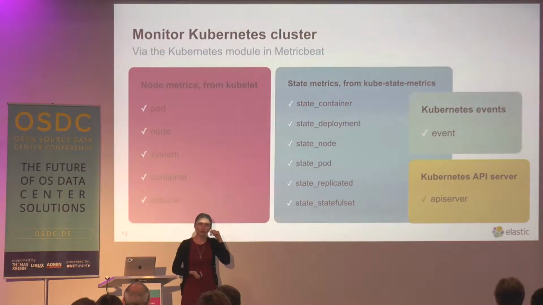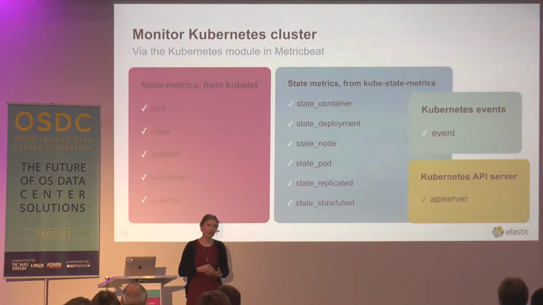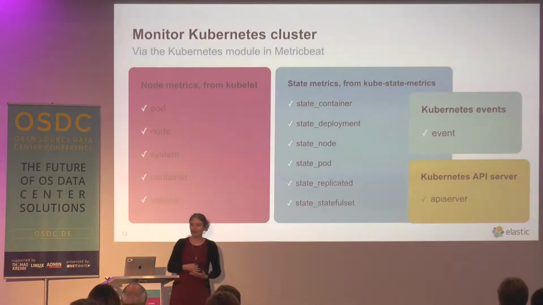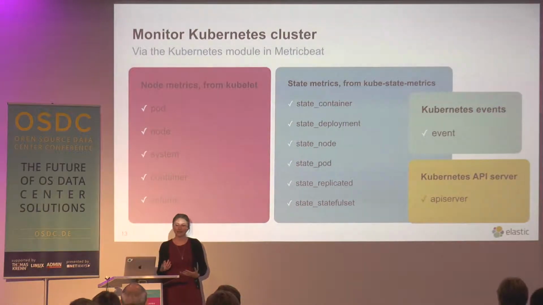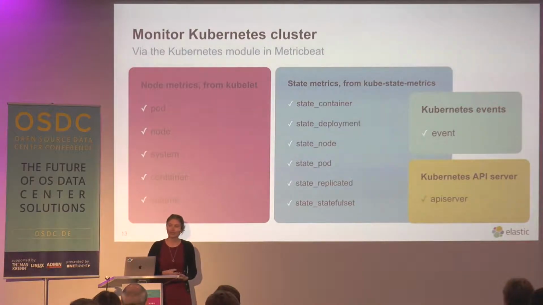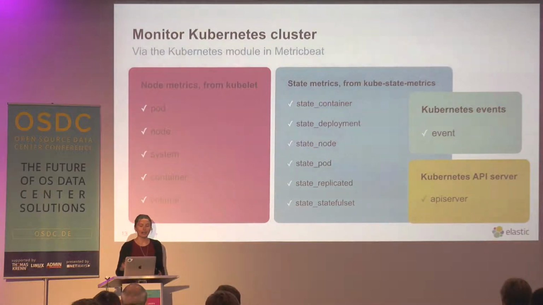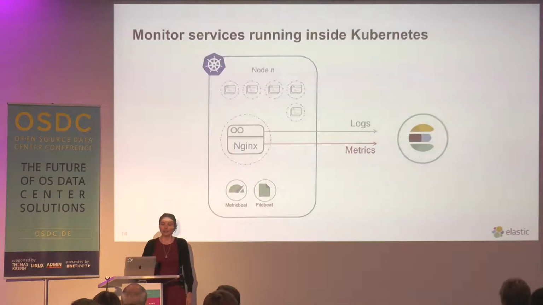So first you want to monitor Kubernetes itself. For that, you can use the Kubernetes module in Metricbeat, and you can get node metrics from Kubelet, state metrics from kube-state-metrics, Kubernetes events, and other metrics from the Kubernetes API server. I won't go into details here. But this is not enough.